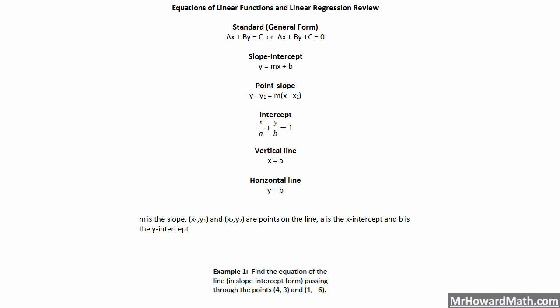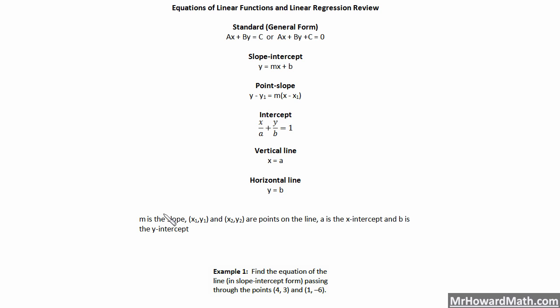So the first thing we need to look at and review are the different forms of lines. So we have the standard or general form here, and different sources write it differently, but it's equivalent. Ax plus by equals c, or ax plus by plus c equals 0, where a and b would be coefficients and c would be a constant, and then you have your x and your y variables here. Slope-intercept, you're probably most familiar with this, y equals mx plus b.